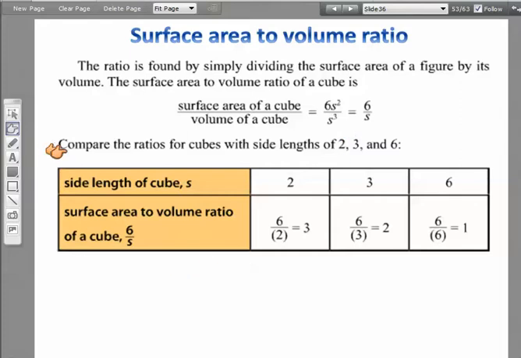And then they said compare the ratios of cubes with lengths of 2, 3, and 6. So here's one with a length of 2. They replace the side length with 2. 6 divided by 2 gives you 3. This one was a side length of 3, so they replaced the s with a 3. 6 divided by 3 gave you a ratio of 2. And when you have a side length of 6 and you replace the s with a 6, then 6 divided by 6 gives you a ratio of 1. There's going to be a 1-to-1 ratio.